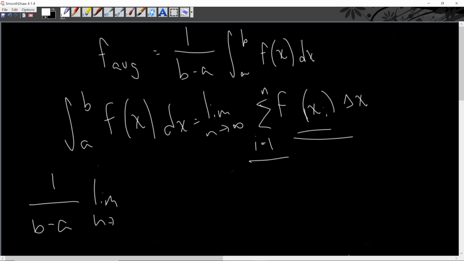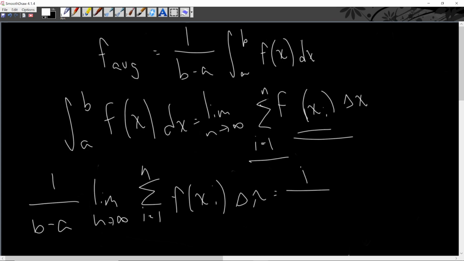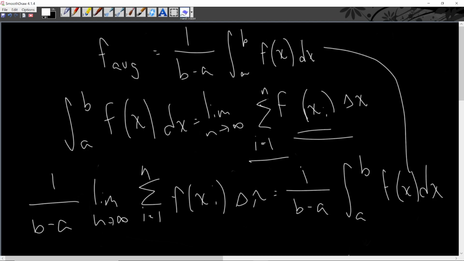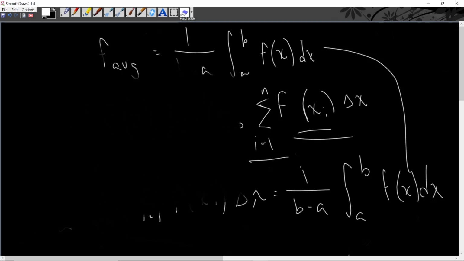So the limit as n approaches infinity of this sum of f of xi delta x. And then from here, we just substitute back in that integral from a to b. So 1 over b minus a times the integral from a to b of f of x dx, which means that we're back at where we started. This is going to be the average value of a function. Again, you don't need to know any of this, but it is nice to see where it comes from.